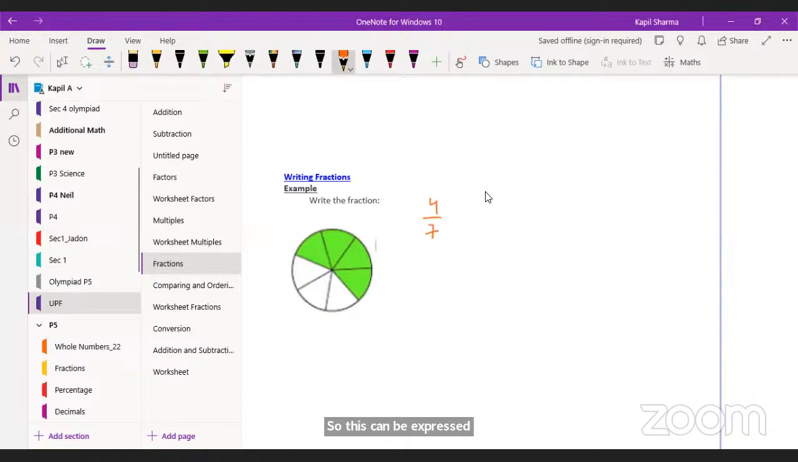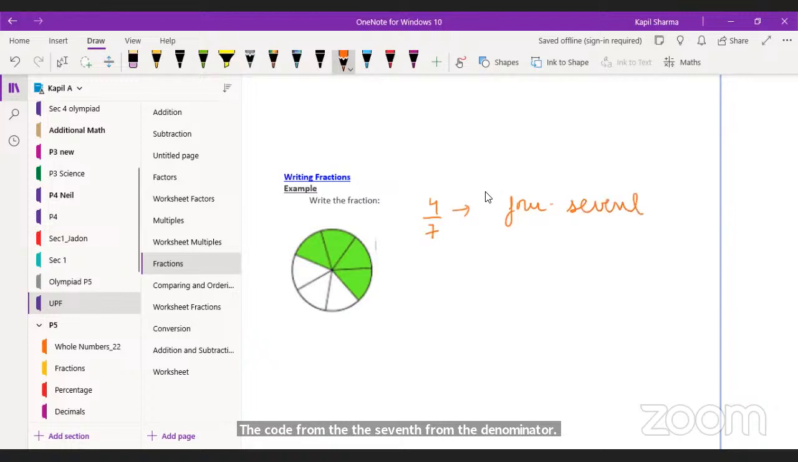And how do we pronounce it? We say it's 4 sevenths. Okay, 4 from the numerator, this sevenths from the denominator. So TH in the end. Yes, Parth.